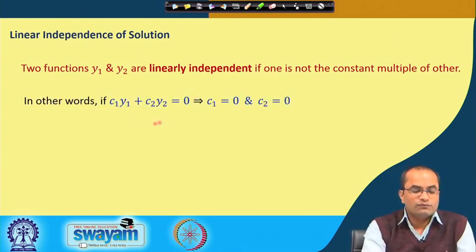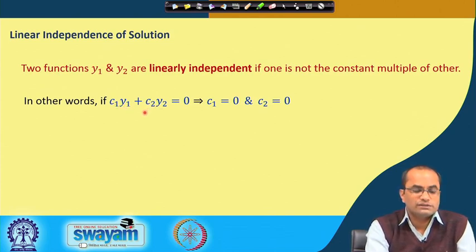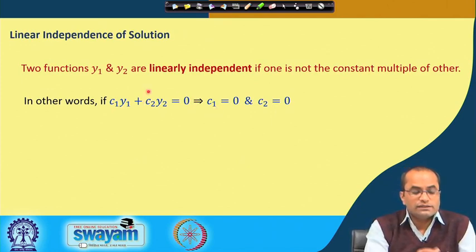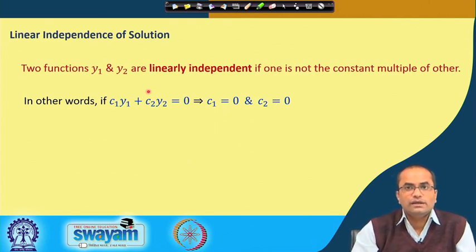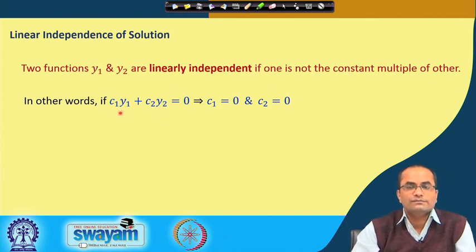In other words, or more formally, as already discussed in linear algebra, consider c1 y1 plus c2 y2, where c1 and c2 are some constants. If this combination set to 0 is true only when c1 is equal to 0 and c2 is equal to 0, then we call y1 and y2 linearly independent. And if we get any non-zero solution which satisfies this equation, then they are linearly dependent, because one function can be written in terms of the other function.